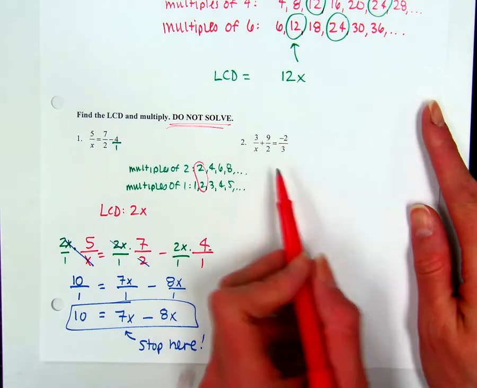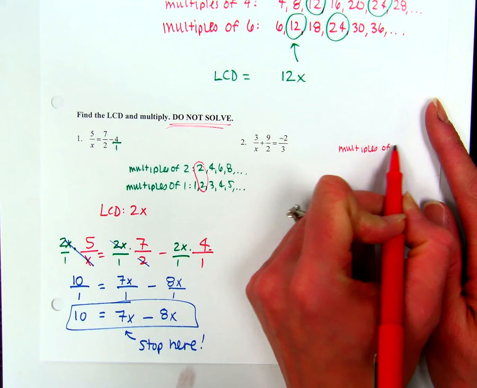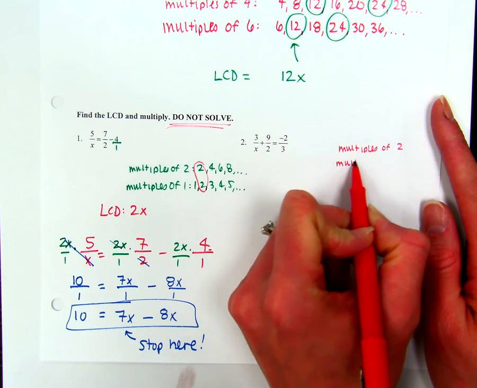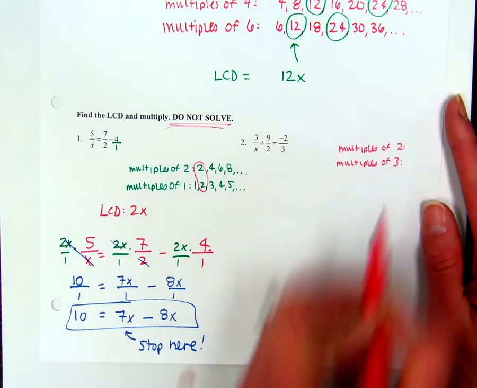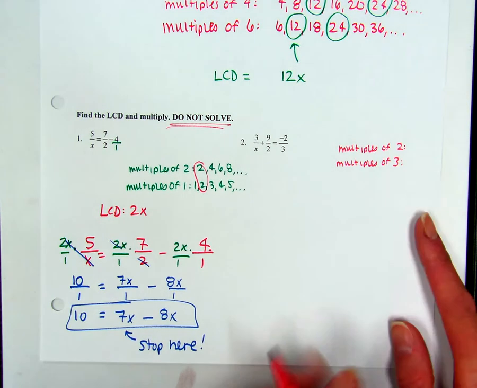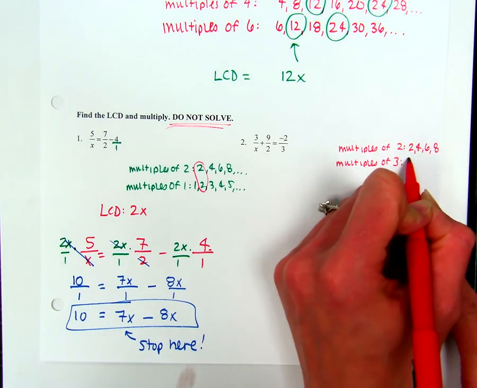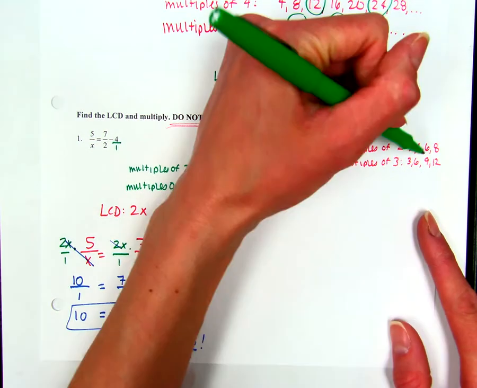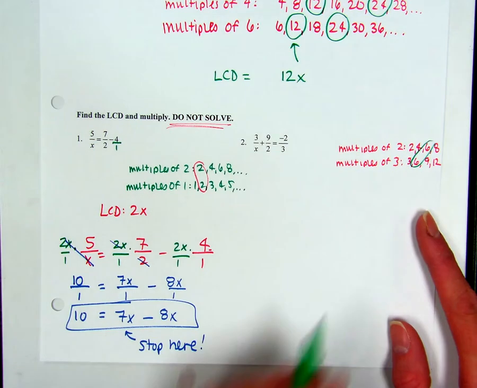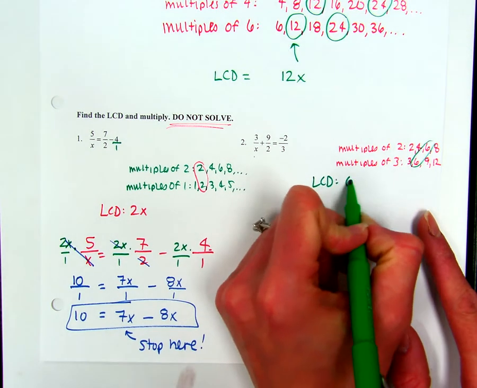All right, so problem number 2, we're going to list our multiples of 2, multiples of 3. All right, so my multiples of 2 are 2, 4, 6, 8. Multiples of 3 are 3, 6, 9, and 12. So once you get to one that's on both lists, you got that. So you have 6, but then don't forget about your x. So my LCD is 6x.